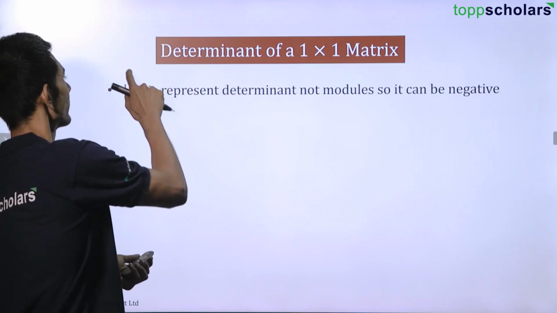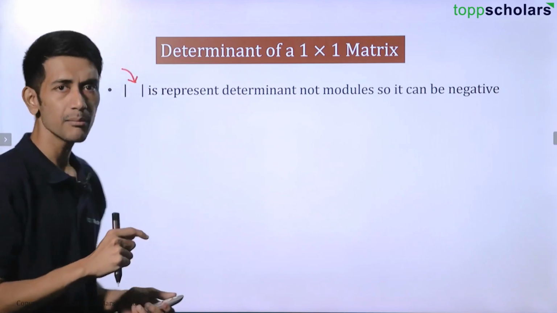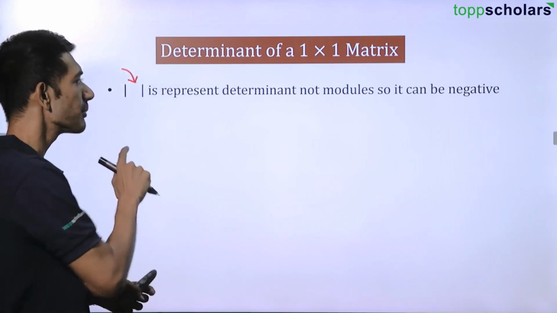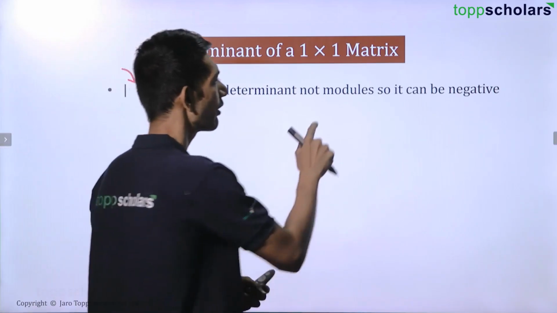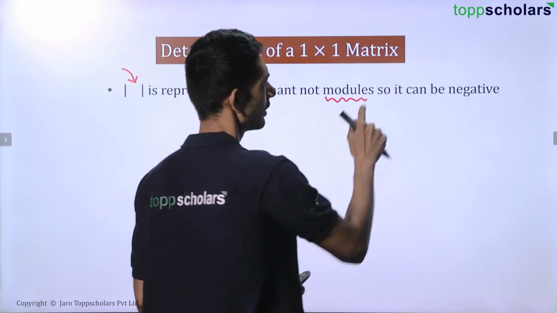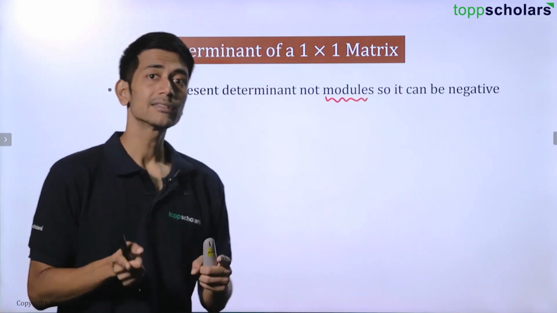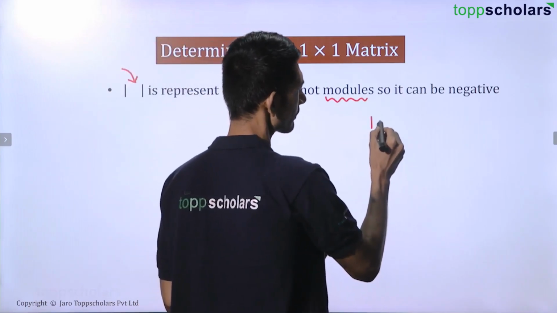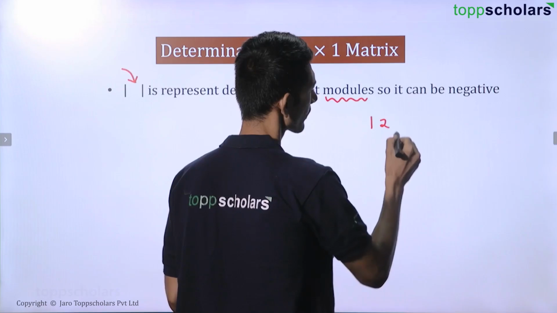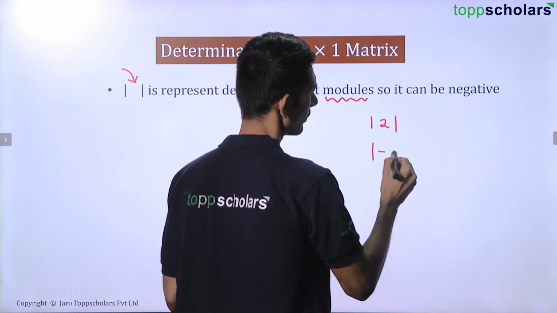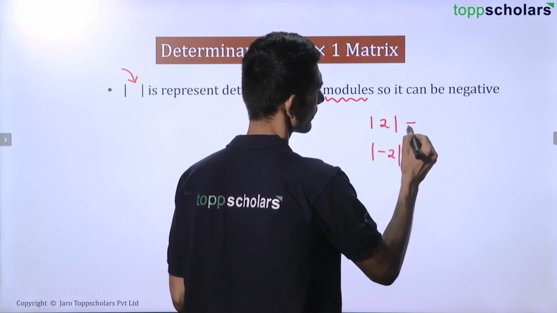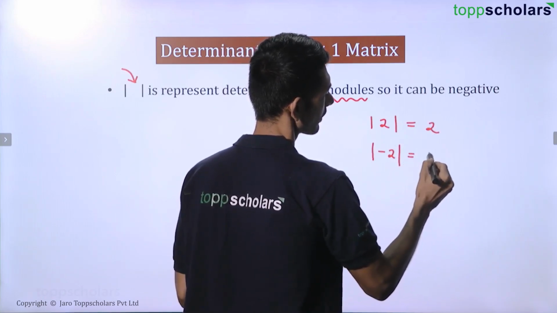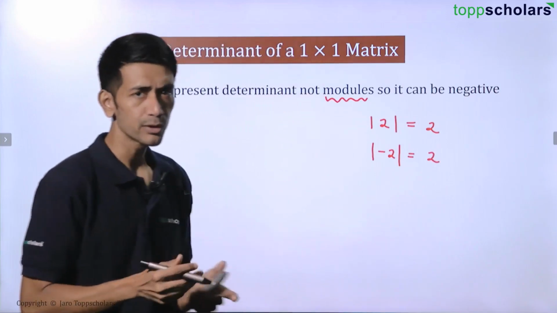Now this is a symbol, right? So this symbol is nothing but the representation of determinant. Now understand that this is the symbol of determinant. It is not the symbol of modulus. We have studied about modulus in our lower grades as well. Mod of something, right? So when we say mod of 2, or we can say mod of minus 2, the answer to both of them is 2. That is the absolute value.